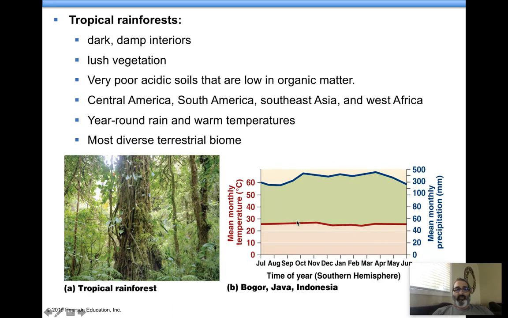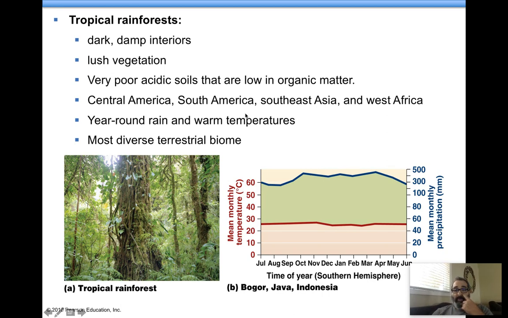Here's a tropical rainforest. Now, these guys have very poor acidic soils. A lot of erosion, a lot of leaching. Generally, they have a canopy, very dark on the inside. The most diverse land or terrestrial biome, meaning the diversity of life there has the most biodiversity. Terrestrial, what are you going to find there? A lot of insects in a lot of cases. A lot of plant species that you won't find anywhere else.